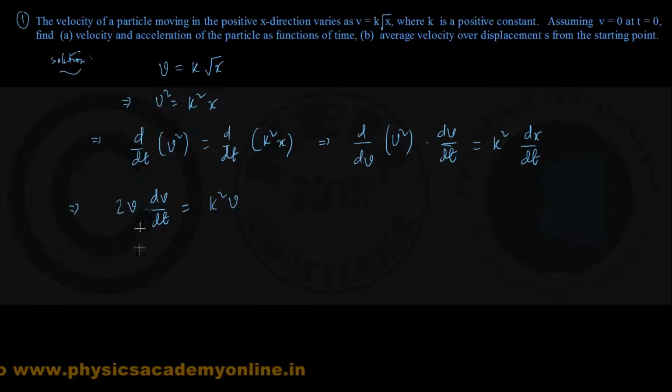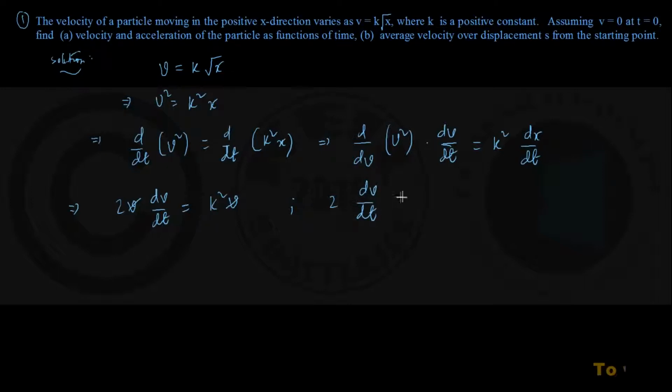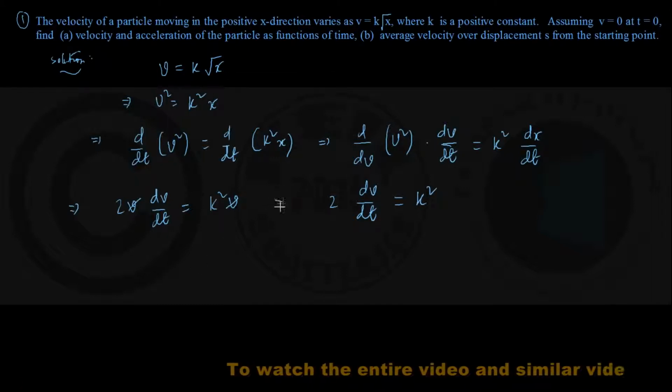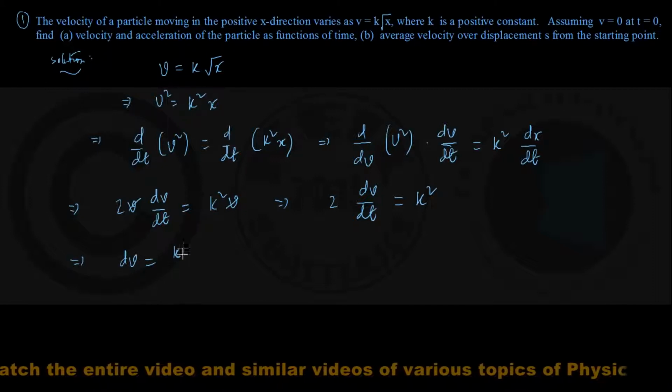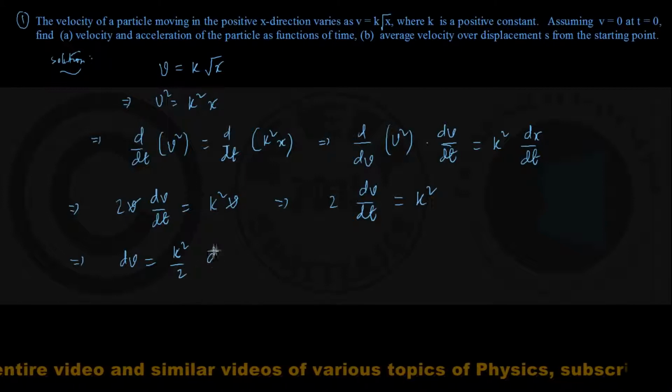And then again, I can see from both sides v cancelling out, because in general velocity is not 0, and therefore I am getting here that twice dv dt is equal to k square. In the next step, we separate the variables. Here are two variables, velocity and time, and separating variables I might write down dv is equal to k square by 2 into dt.